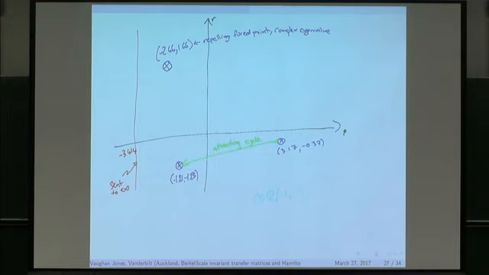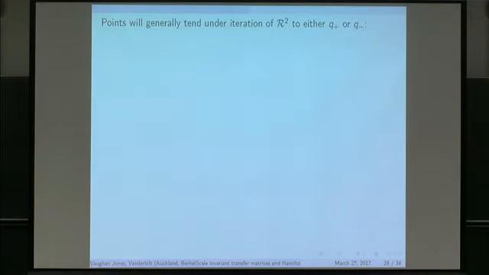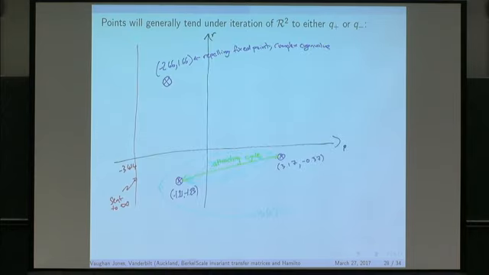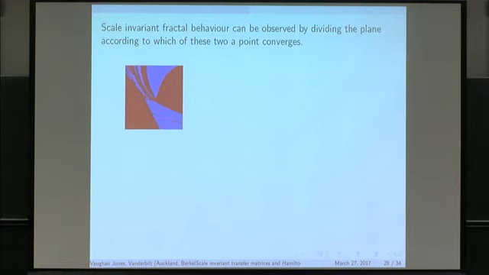And here is x. Actually, x is at infinity, so in order to get it on this picture, we have to hit it with one arm. So here's x. This line is sent to infinity. And this is a repelling fixed point with complex eigenvalues. So things are going to loop around it as they go away from it. Points will generally tend under iteration of r squared to either q plus or q minus. So this is what happens. If we start with r plus, this is the phenomenon. This is going to start converging to this cycle, so we'll start going around there. And scale invariant fractal behavior can be observed.